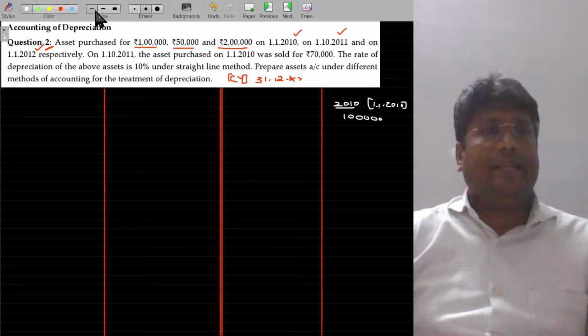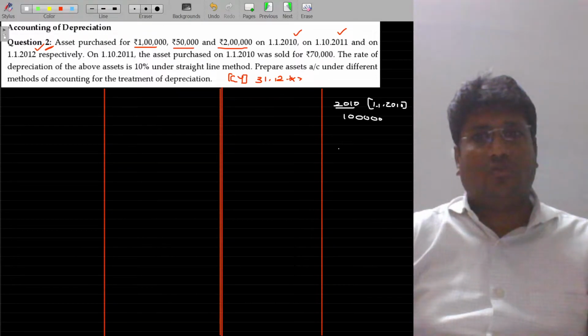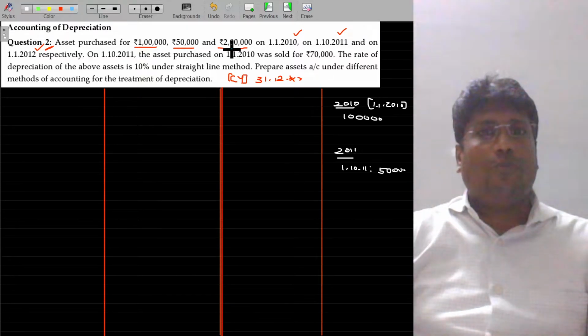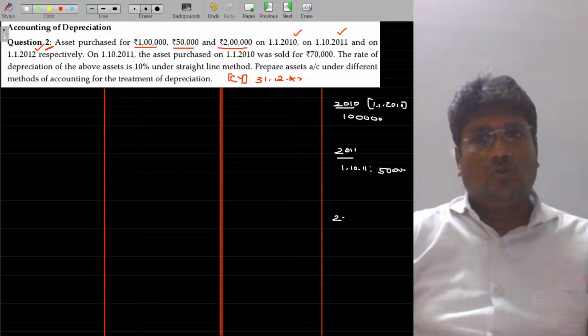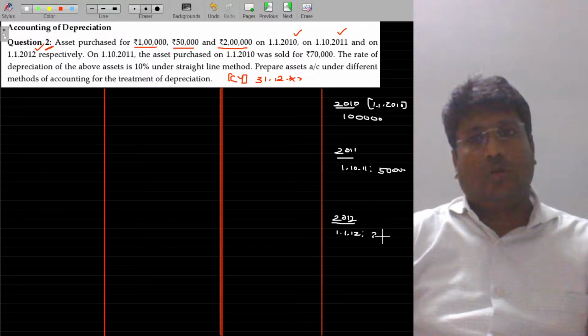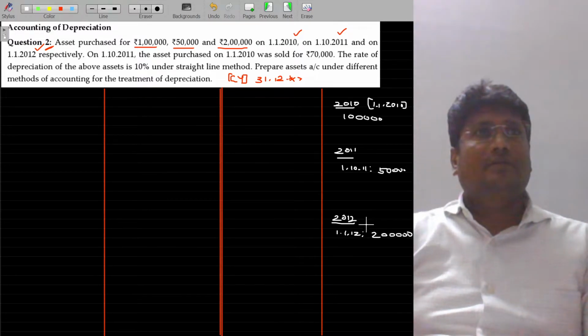Another asset is purchased in the next year, not the same year. So in 2011, they purchased another asset on 1/1/11 for rupees 50,000. Another asset for rupees 2 lakhs was purchased on 1/1/12. So in 2012 they purchased another asset for 2 lakhs. So they have purchased three assets.